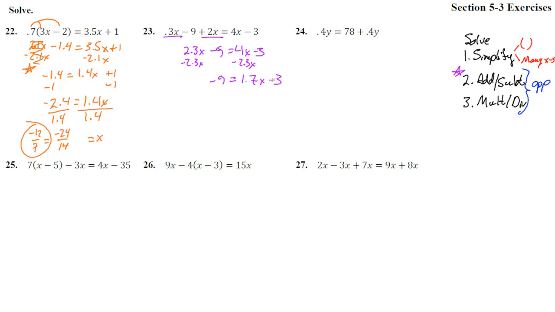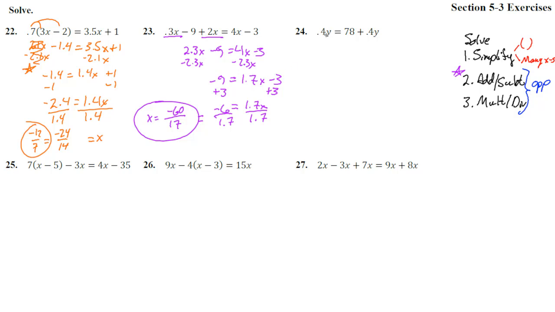Now we're going to add, subtract, so get rid of that minus 3 with a plus 3 on both sides. So we get 1.7x equals negative 6. Divide by 1.7, divide by 1.7. And same thing, times top and bottom by 10, and we get negative 60 over 17. You could, if you wanted to, turn it into a decimal, but that's right, x equals negative 60 over 17, so it'd be just fine to leave it like that.